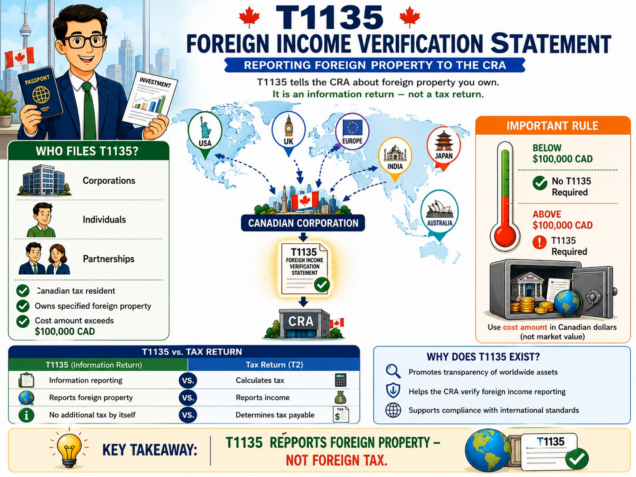The key takeaway is this: T1135 reports foreign property, not foreign tax. Its purpose is to improve transparency and help the CRA verify that Canadian taxpayers are properly reporting income earned from specified foreign property around the world.